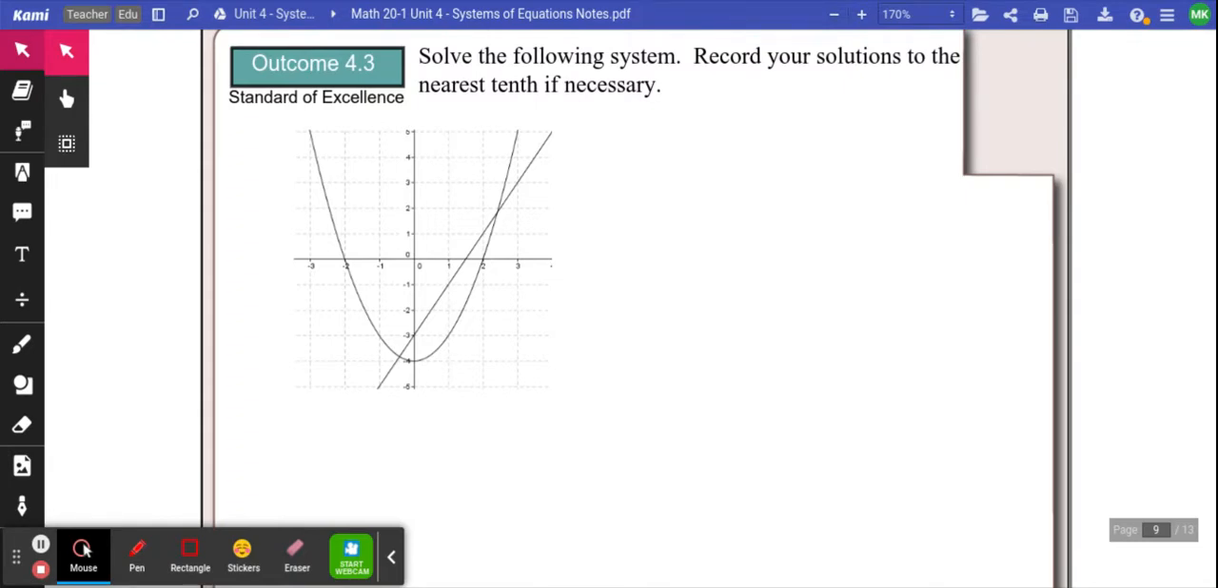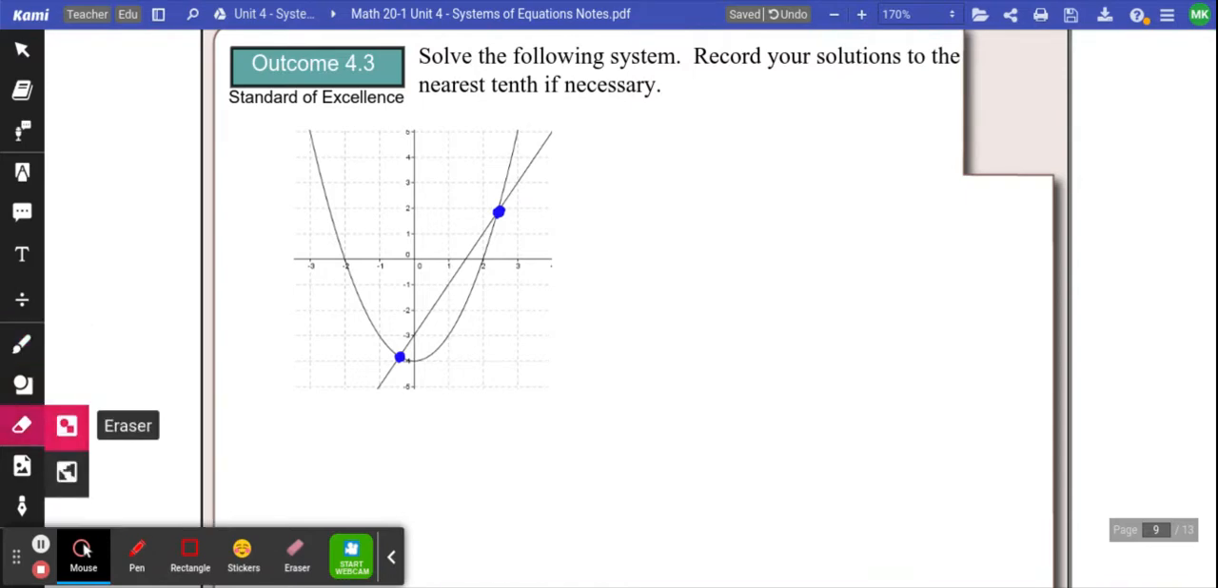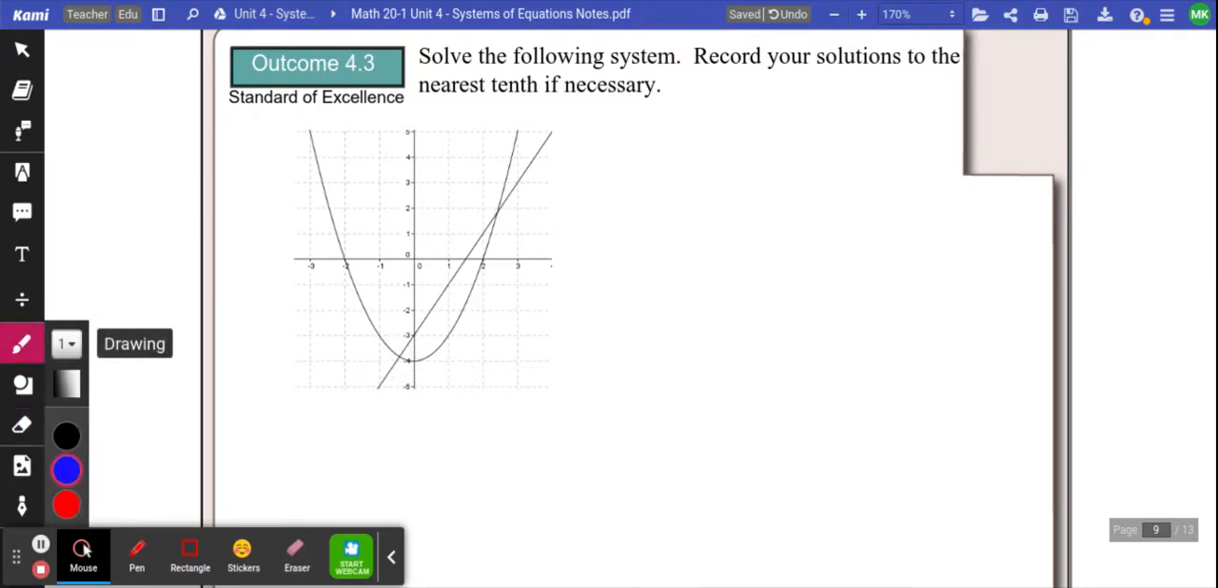Now, I could look and I could probably estimate my answers, right? Like there's one answer, I could probably estimate it, and there's another answer, and I could estimate it as well. But our goal is not to estimate. We want to actually find what those equations are and what those points are. So what we need to do is build these equations.